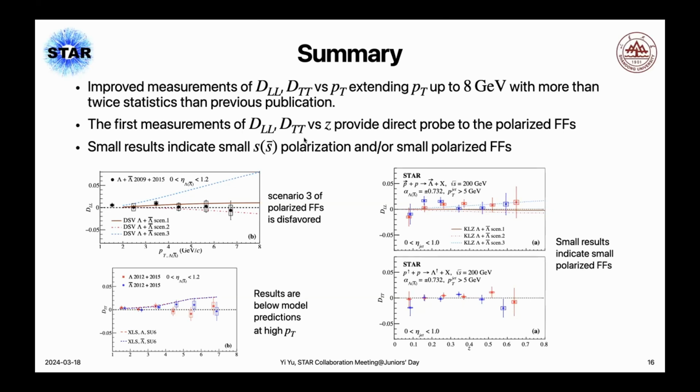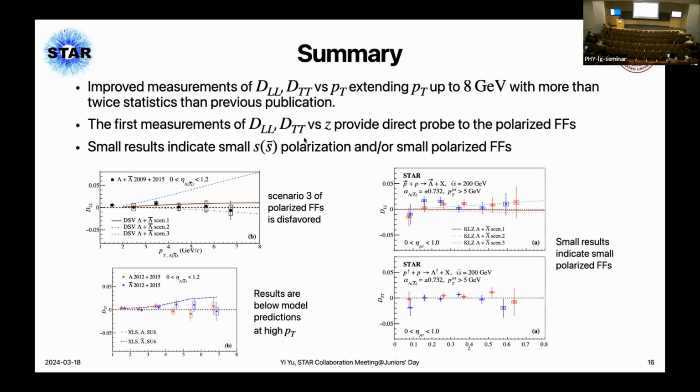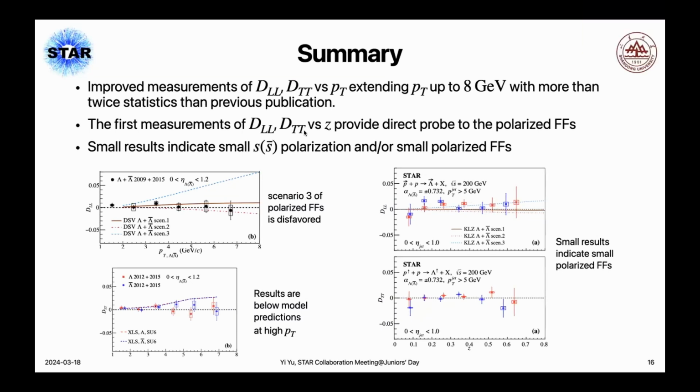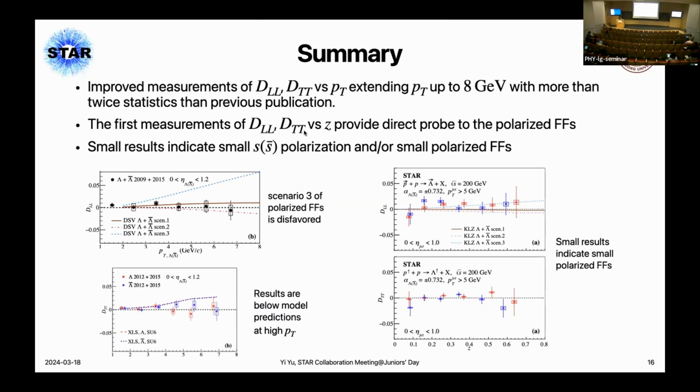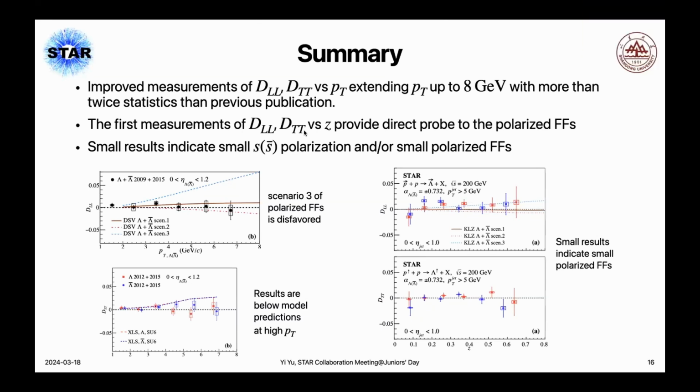We also performed the first measurement of DLL and DTT as a function of Z. These measurements are believed to provide a direct probe of the polarized fragmentation functions. We also found that the results are small, and these results might indicate small strange quark polarization and/or small polarized fragmentation functions. So that's all.